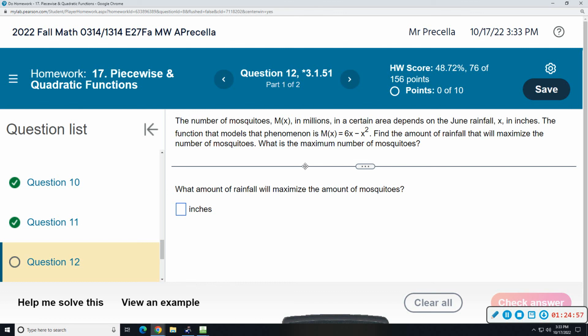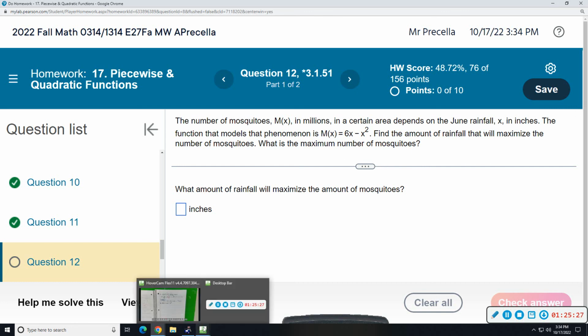No, the function that models that phenomenon is M of x is 6x minus x squared. This is actually a very tricky function. And then it says, okay, find the amount of rainfall that will maximize the number of mosquitoes. What is the maximum number of mosquitoes?